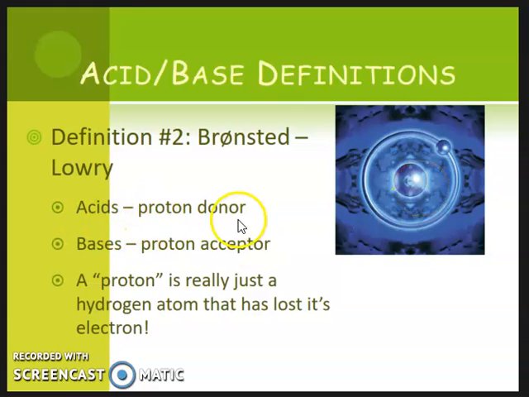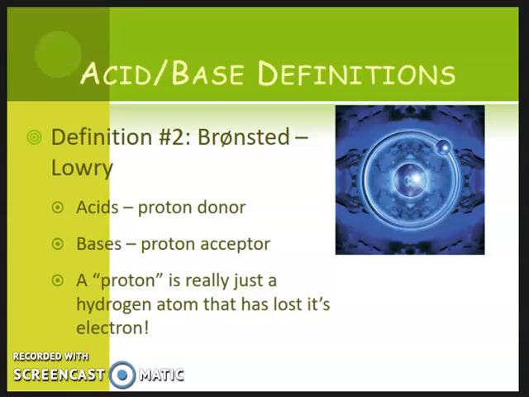Okay, so acids are proton donors, able to go out there and donate protons to a reaction. Bases, however, are proton acceptors. They're going to take it in. And so this proton is really what the Bronsted-Lowry definition of an acid or a base is about.